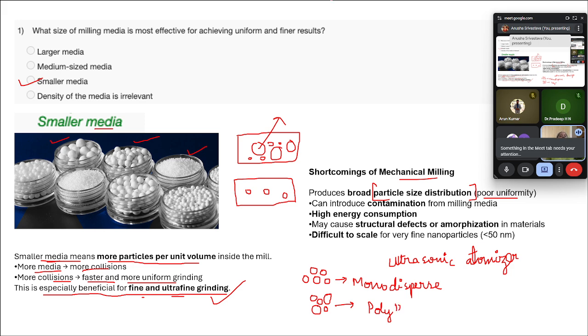Polydisperse. Okay, so this particle size distribution, what does it show? Whenever the nanoparticles that are formed are polydispersed, it would have a long particle size distribution. Suppose your particles that are being formed can range from 50 nanometers to somewhere around 600 nanometers. So that is polydispersed particle with broad particle size distribution.